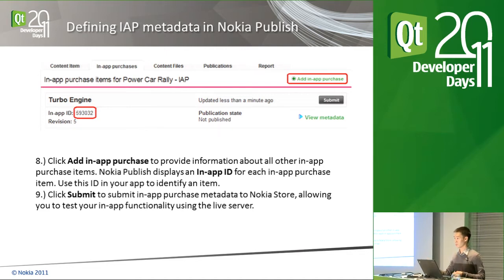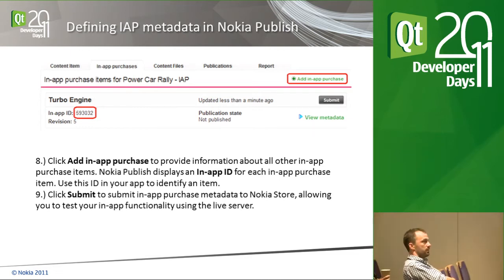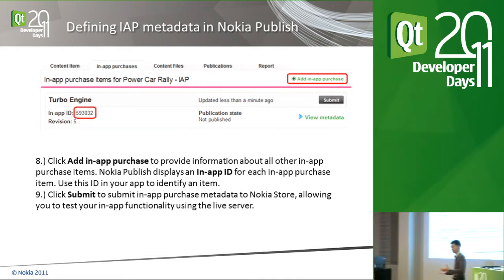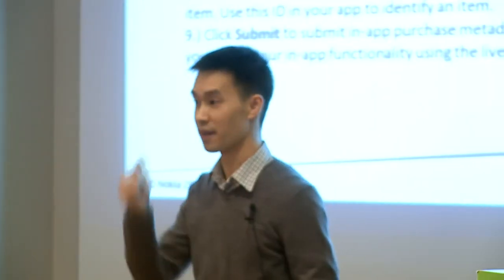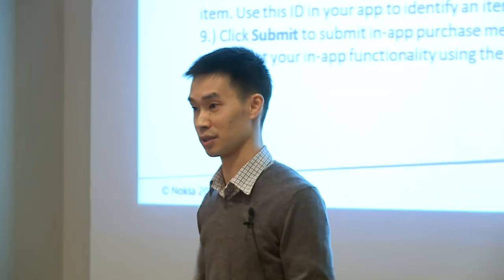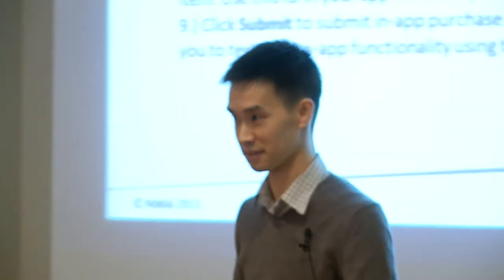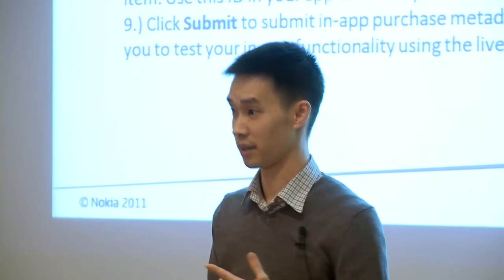Do you have a question? So we need an in-app ID for all kinds of engines. We need a unique ID for the Turbo++ engine. Sorry, the question is giving the example of a car racing game and turbo engine. You will need an in-app ID for each content you're going to sell within your application. So let's say you have a game, it has 5 levels. Each level needs to have an ID associated with it.